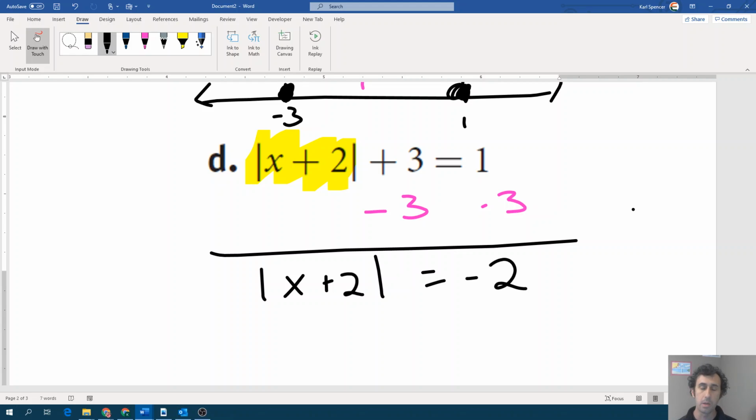These notes will be posted. Please use them. Please give them a try. Absolute values: if you can solve linear equations, you can solve absolute values.